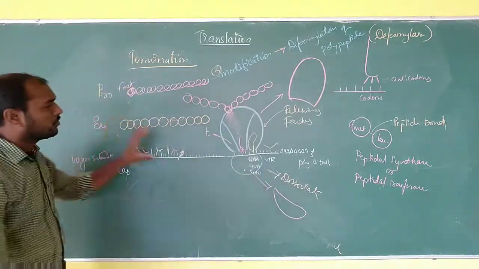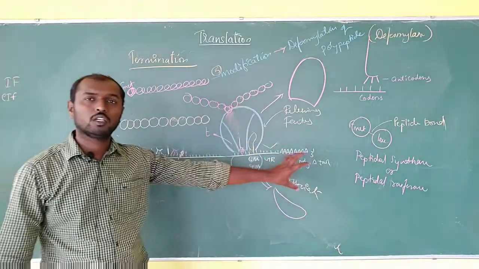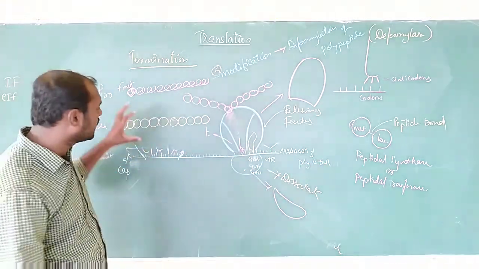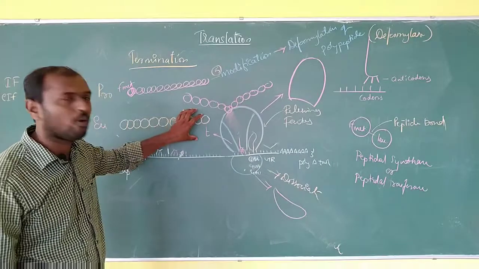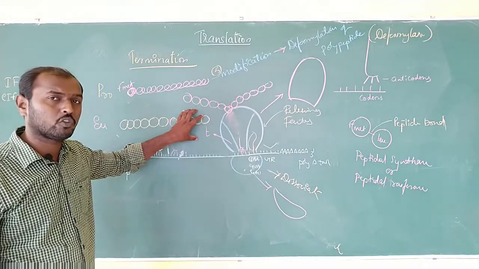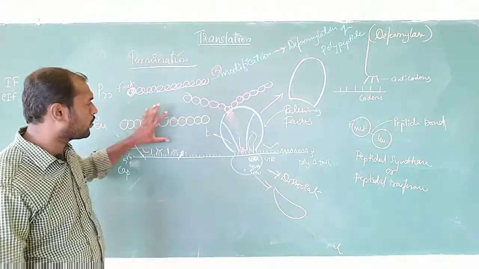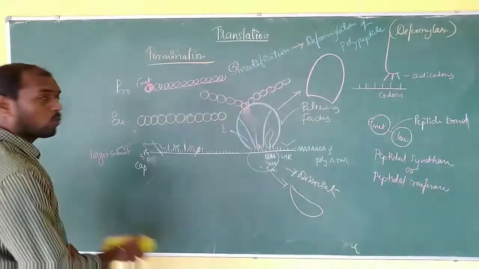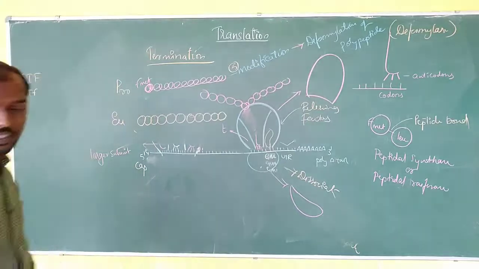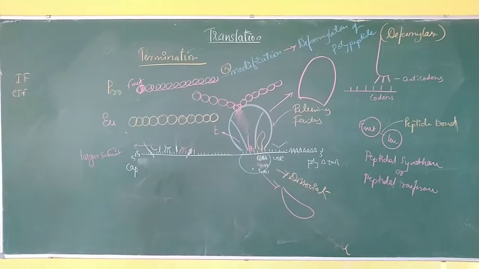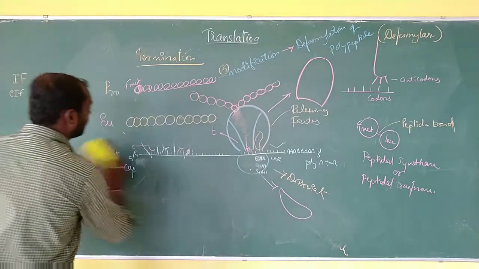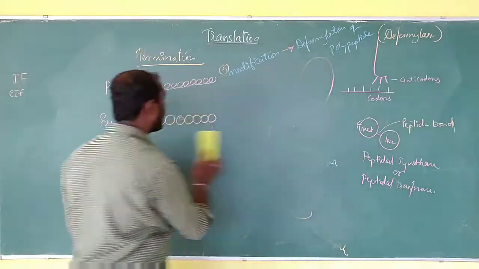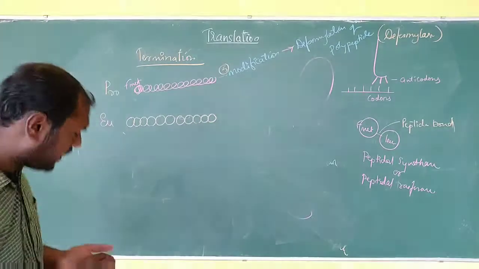But in the case of eukaryotes, we get a completely formed sequence of amino acids without any modification. It does not require any kind of modification. And one more very interesting thing we have to concentrate on here is the formation of polyribosomes.